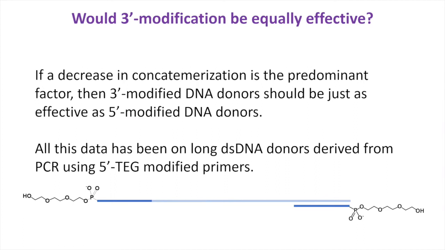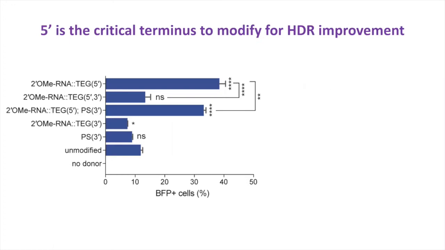But if concatemerization was the predominant factor, then 3' modified DNA donors should be just as effective as 5' modified donors, right? All of this data so far had been on long double-stranded DNA donors derived from PCR using TEG-modified primers. But we then carried out some experiments using single-stranded donors where we could modify either end identically. And we still see the benefit in single-strandedness, particularly in terms of potency.